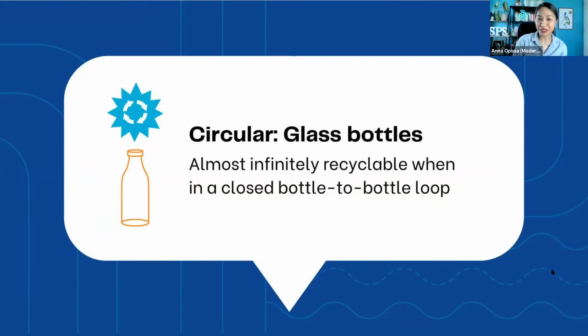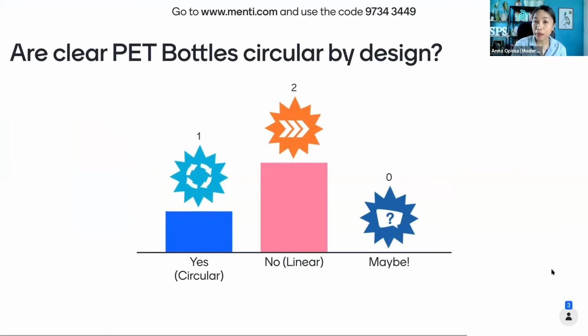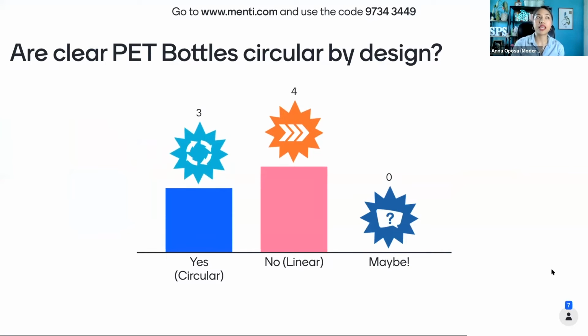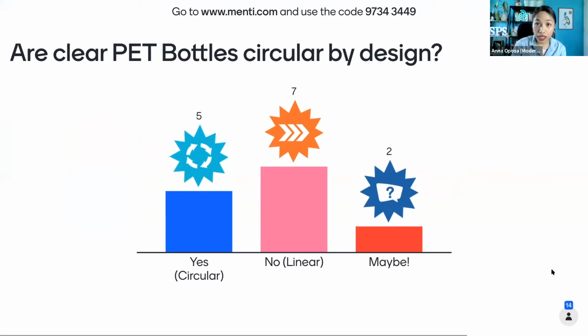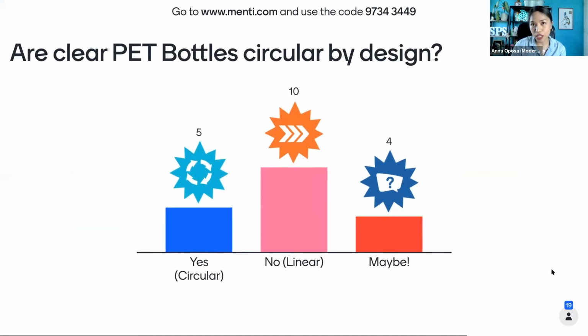Let's check the next question. Are clear PET bottles circular by design? PET bottles are the usual plastic bottles that we see for, let's say, soda or bottled water, or even some of the condiments like soy sauce that we purchase.